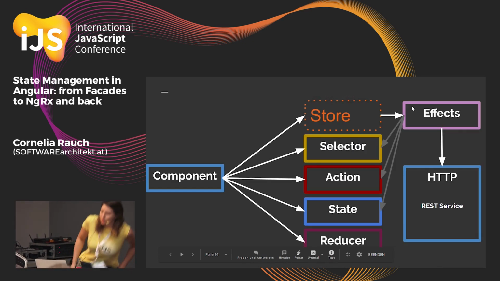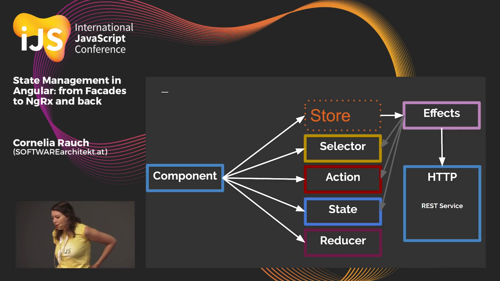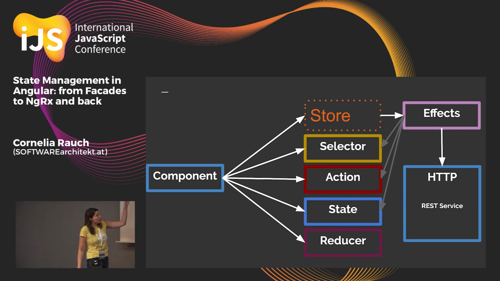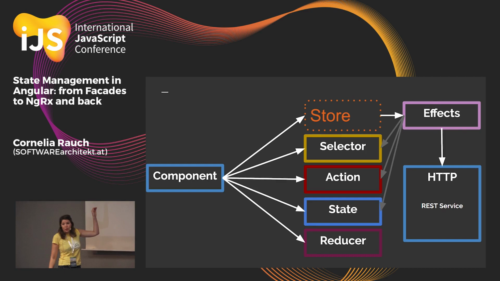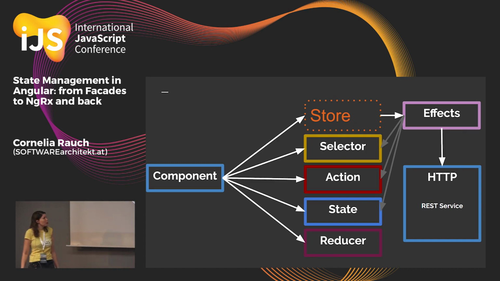One more thing I want to talk about is what we actually did now. So we have our component, and now my component needs to know about all this stuff. It needs to know about the store, it needs to know how to use selectors, it needs to know what actions we have, it needs to know the state, it needs to know stuff of the reducer. And behind those are the effects, which are maybe making HTTP REST calls, which is a lot of logic to know for a component, right?